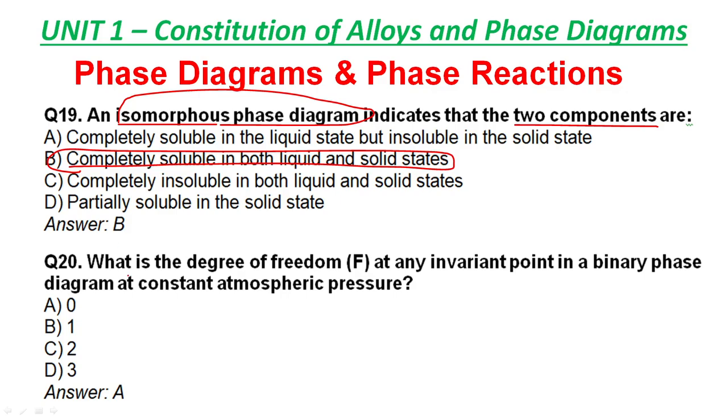The next question: what is the degree of freedom F at any invariant point in a binary phase diagram at constant atmospheric pressure? Using the Gibbs phase rule, F equals C minus P plus 2 in general. At constant atmospheric pressure, this becomes C minus P plus 1. At any invariant point, the degree of freedom is always 0. The answer A is correct.